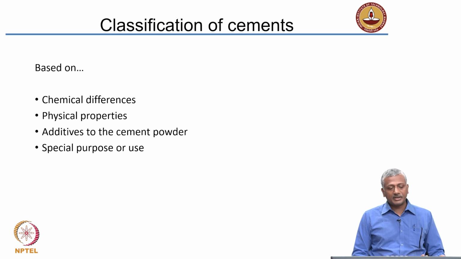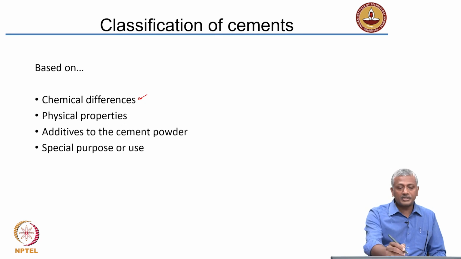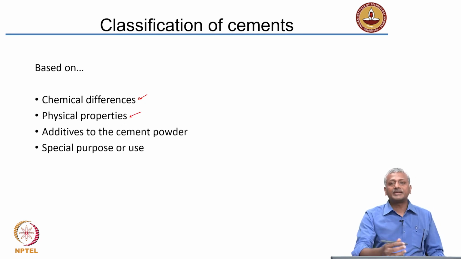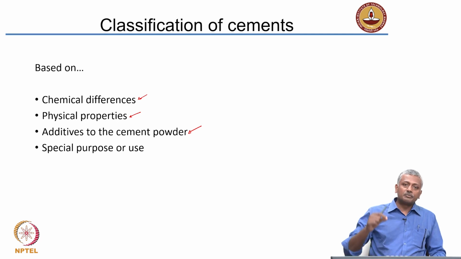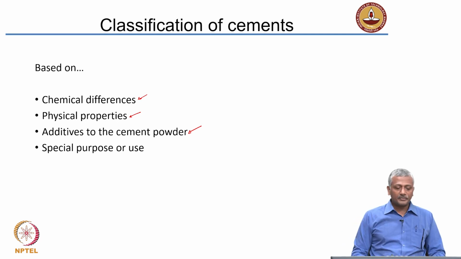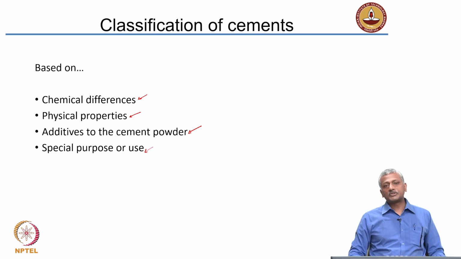Because of that, you sometimes have to define cement of different types which can be employed for specific applications. So cement can be classified based on differences in the chemical composition, differences in physical properties. For example, some cements are much finer than the others. Okay. Differences in terms of sometimes putting extra additives into the cement powder, or sometimes you may have very special purpose cements which are not used for general purpose construction. So let me give you examples of different types of cements here.